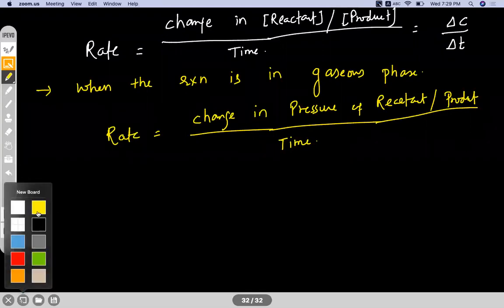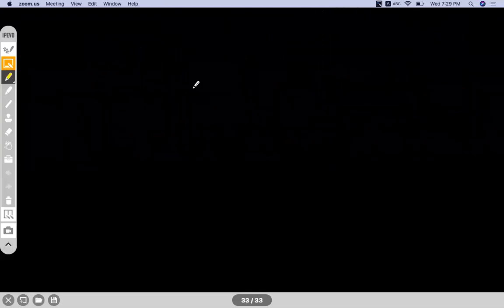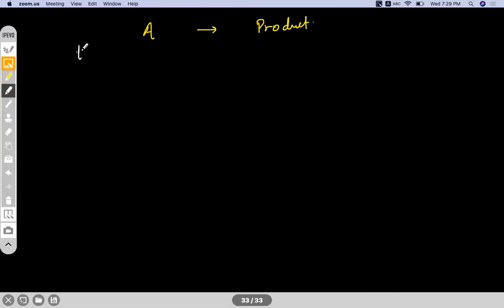So I am taking the simplest example here. Suppose the reaction is, we have A and this is converting into a product. So at time t equals zero, we have a certain concentration of A, assume it as A, and there's no product at this time, so it is zero. Now since A is converting into B, at time t we have A minus X and this is X.